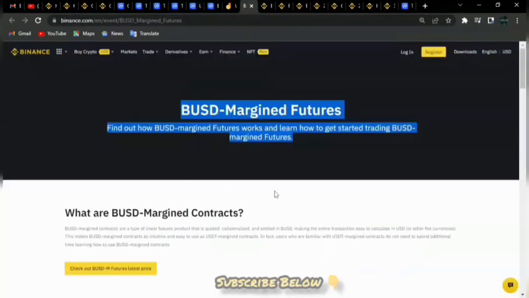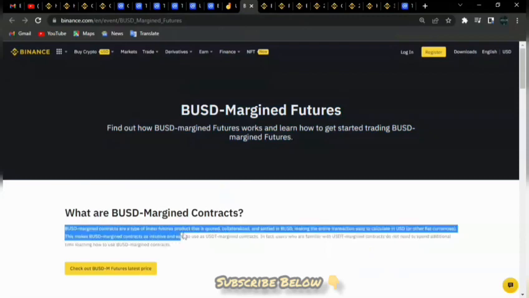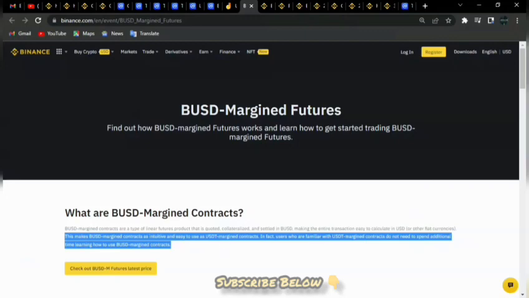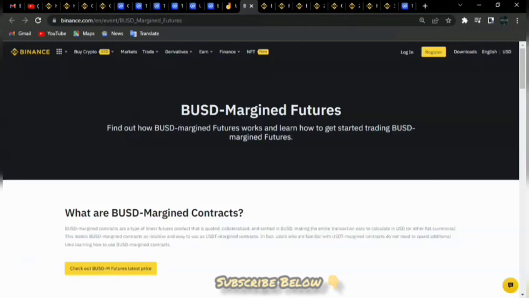Now for users who are new to BUSD margin futures contract, you want to know that BUSD margin futures contracts are a linear futures product that is quoted, collateralized and settled in BUSD. This makes the entire transaction easy to calculate in US dollar, which is one of the most popular fiat currencies, and it's also related to other fiat currencies in the world in general. This makes BUSD margin contract as intuitive and easy to use as USDT margin contract. USDT is one of the most popular ones that most users should be aware of, but we'll be talking about that in a few minutes from now.